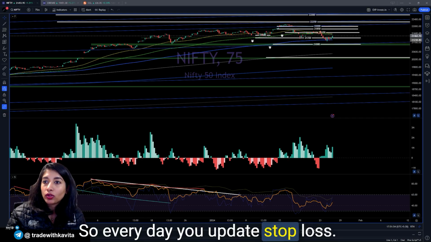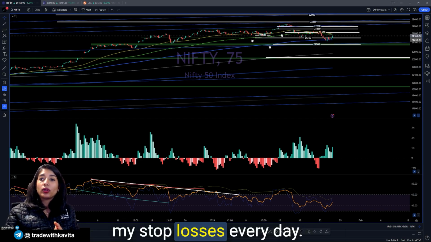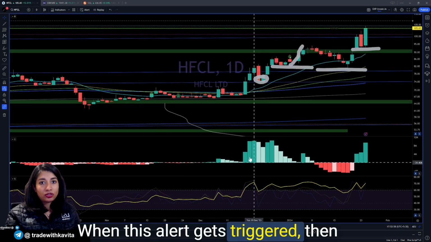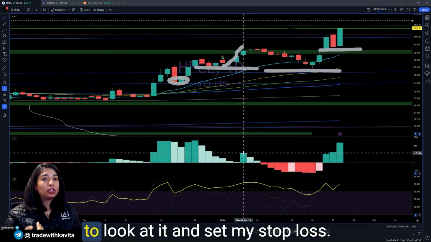So every day you update stop loss? Debashri, I don't update my stop losses every day. I set alerts on all my stocks. When this alert gets triggered, then I automatically know that I need to look at it and set my stop loss.